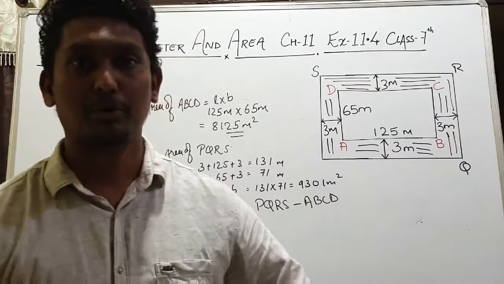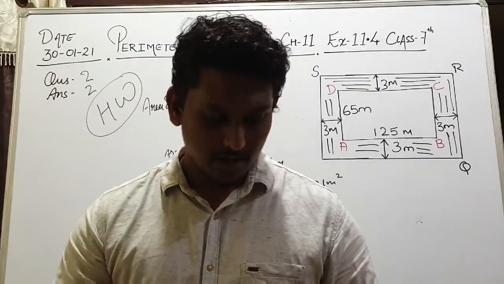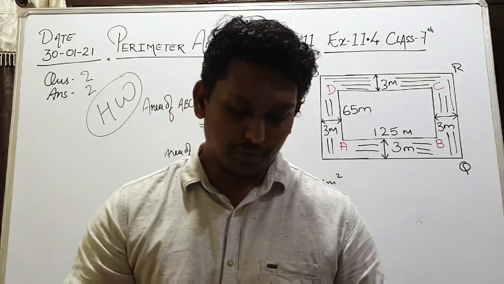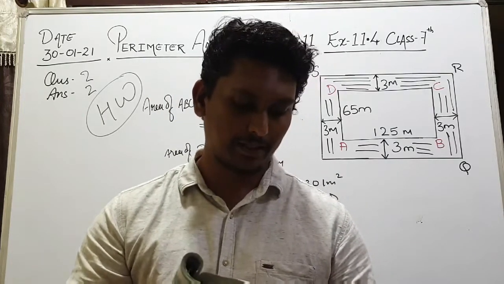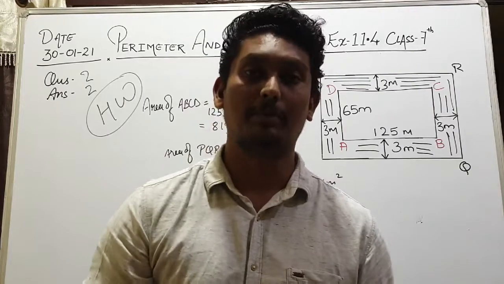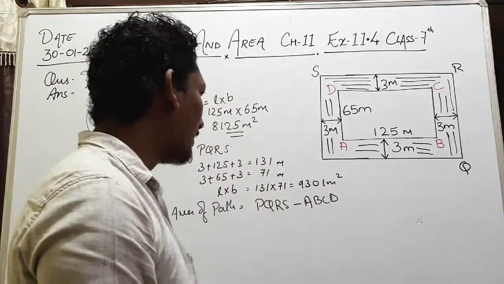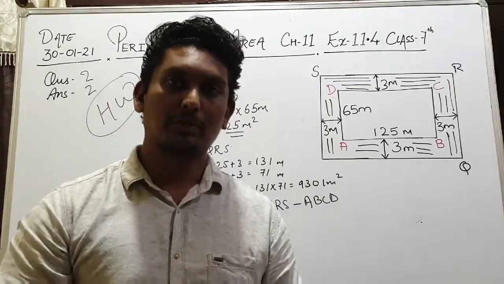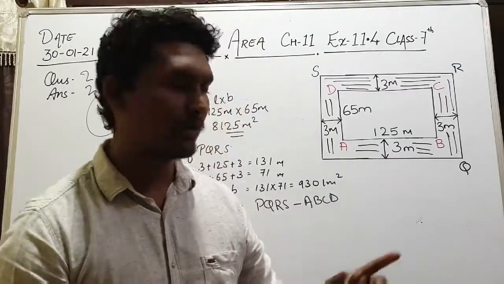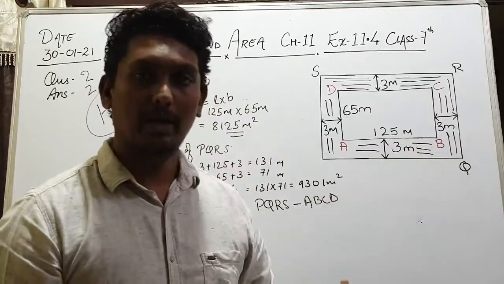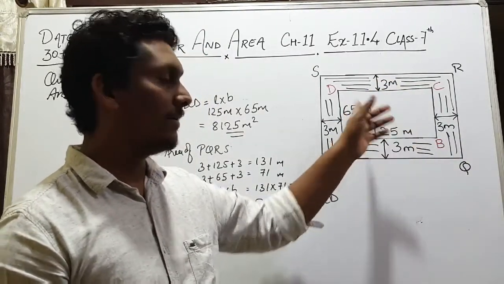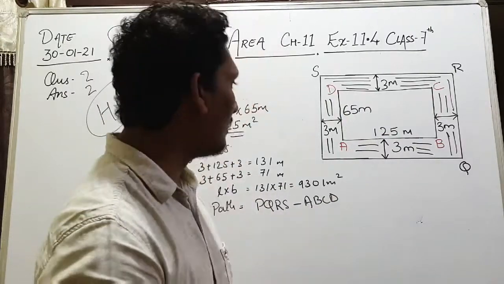Okay, now come to question number 2. I am reading the question. A 3 meter wide path runs outside around a rectangular park of length 125 meter and breadth 65 meter. Find the area of the path. One thing I want to make clear, this question is homework for you. Same as the previous question, only the number is changed. In the previous question it was 5 meter, and the length was 90 and 75. So only the number is changed.